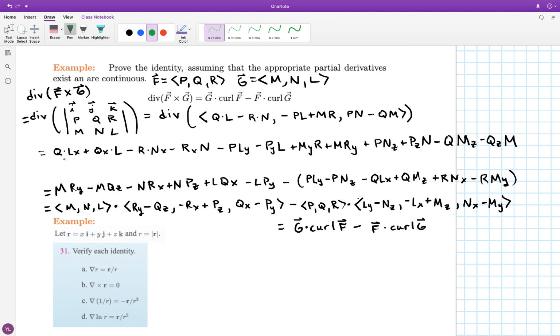Okay, let's try and find each term on this line in this line. Let's see if they're there. Okay, indeed, every term is accounted for in between these two lines. So I have myself a proof. The divergence of f cross g is indeed g dot curl f minus f dot curl g.